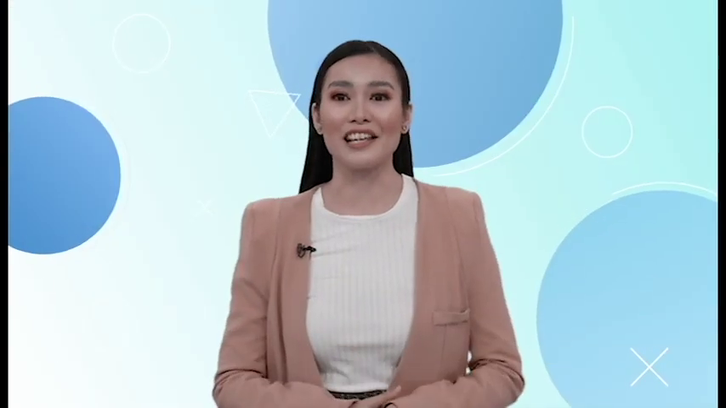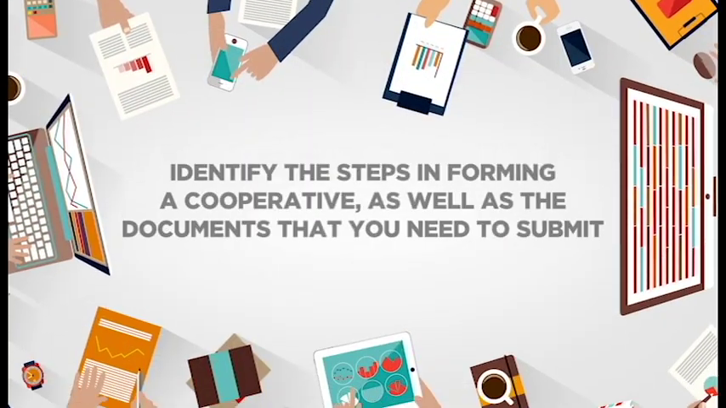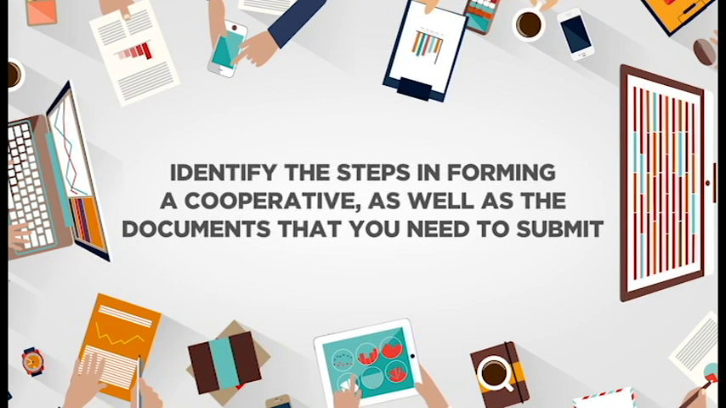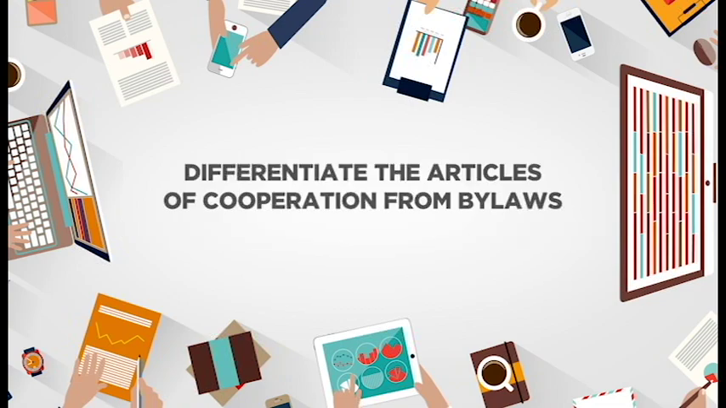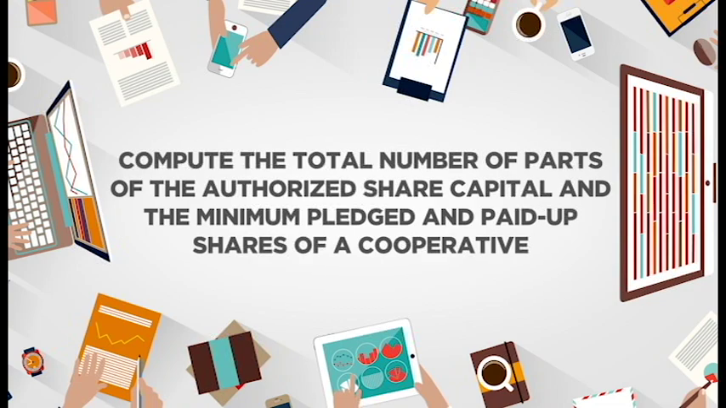After studying this lesson, you should be able to identify the steps in forming a cooperative as well as the documents that you need to submit. Differentiate the articles of cooperation from bylaws and compute the total number of parts of the authorized share capital and the minimum pledged and paid-up shares of a cooperative.